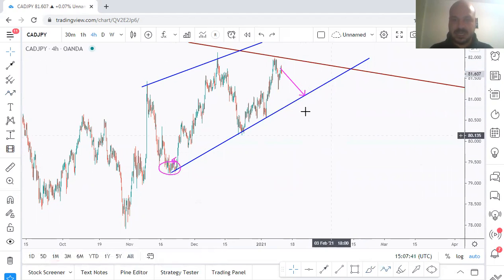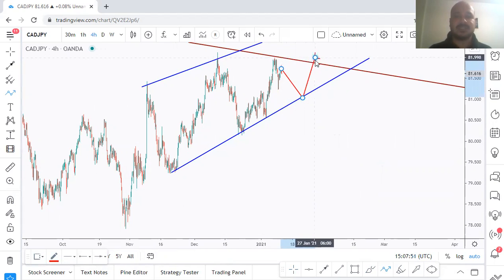So here we go. I will draw a path. What we'll be waiting for, here we go. So waiting for this swing to form, then an upward movement. We can't really know from where, but we are waiting for this one, and here we go.